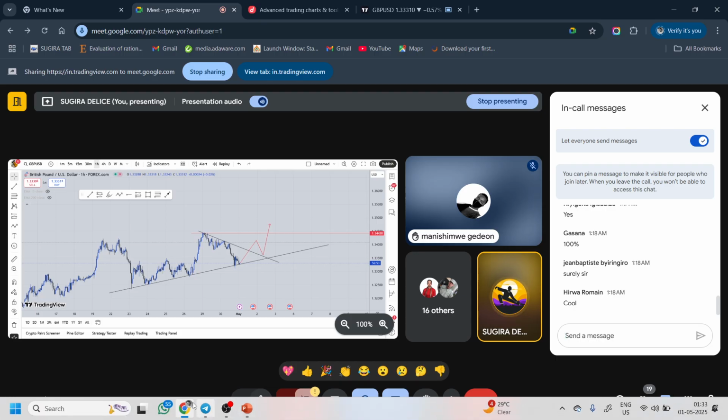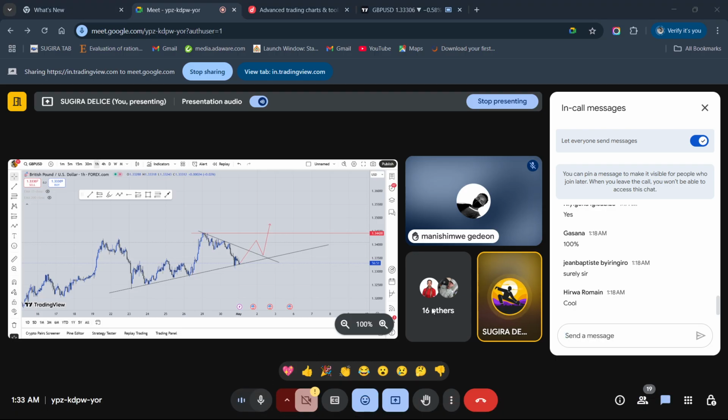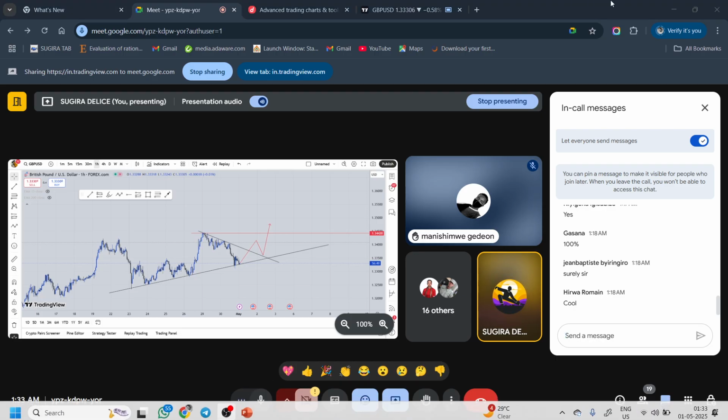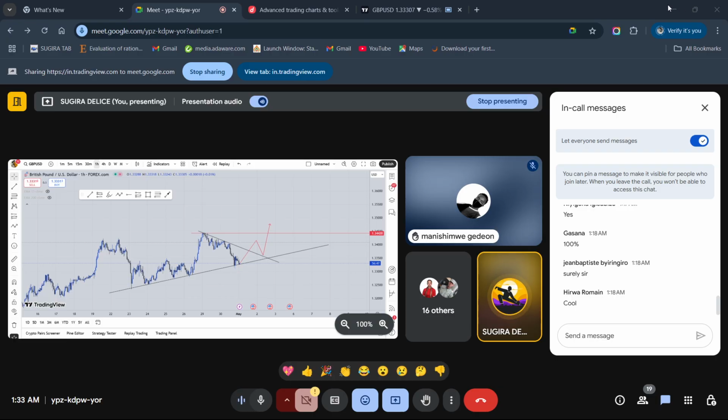Let me know if there is any question right here. Let me know. Any question? This is the analysis on GBP USD. I guess it's clear right here.